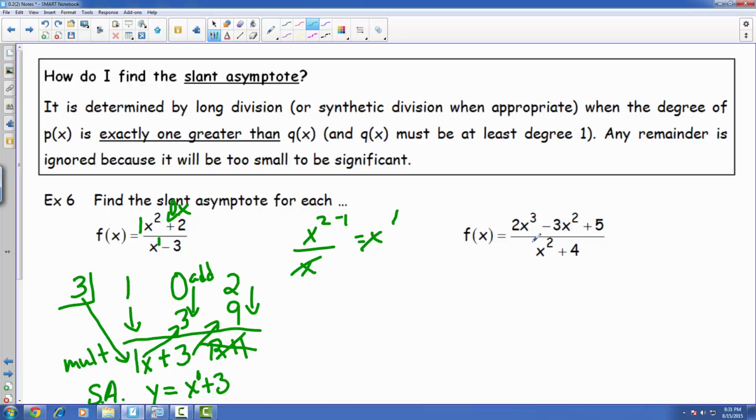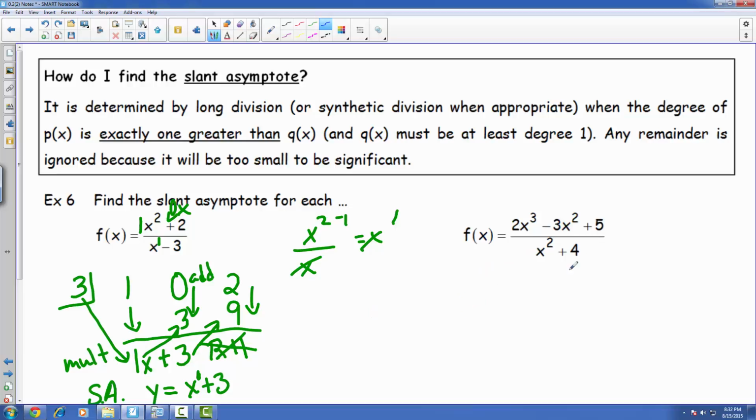Going over here to the second one, we see that we have a problem where the degree is just one more than the degree on the bottom. But unfortunately, because synthetic only works when we have a degree of 1, we can't use synthetic division. That's why in Algebra 2, though, we did study this other form known as the long division.